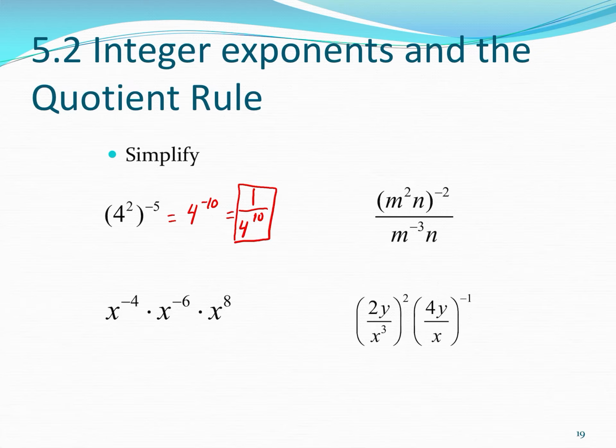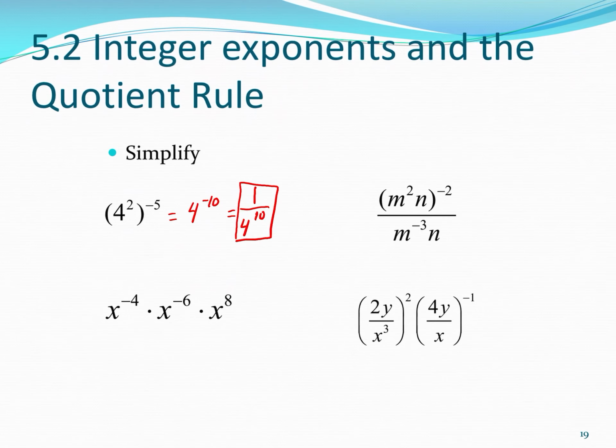So, not terrible. We got rid of the parentheses. We got rid of the negative exponents. The product rule didn't apply here because you didn't have anything being multiplied that had the same base. And the quotient rule doesn't apply because there's nothing being divided that has the same base. Okay, so that's the way we're going to work through each of these.